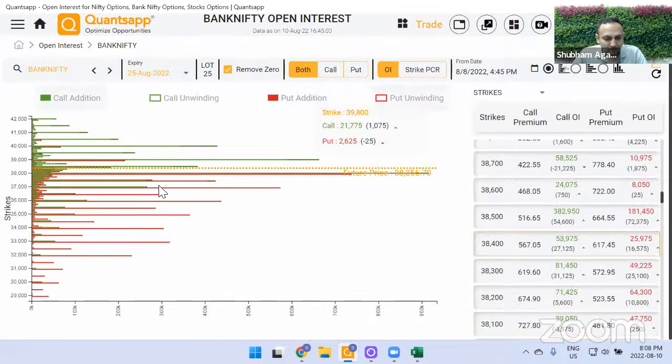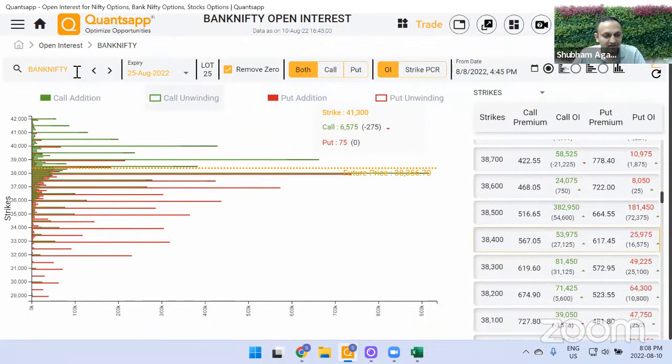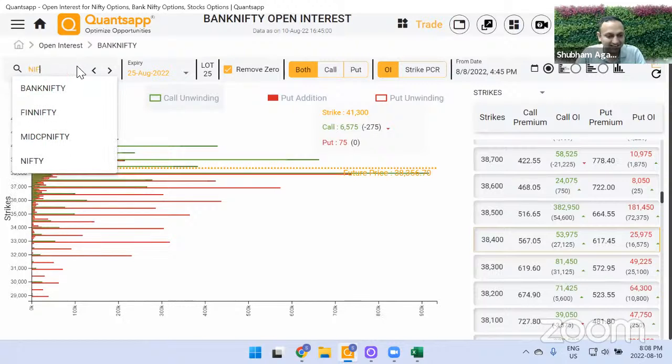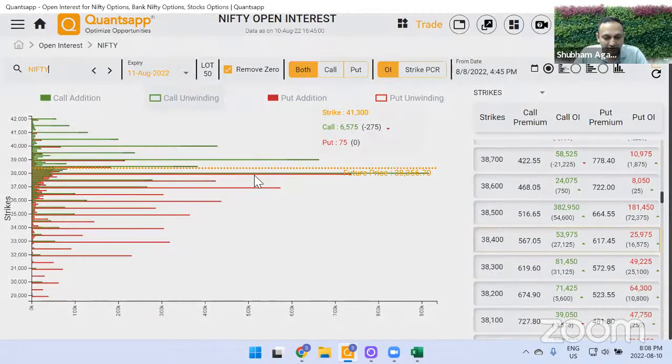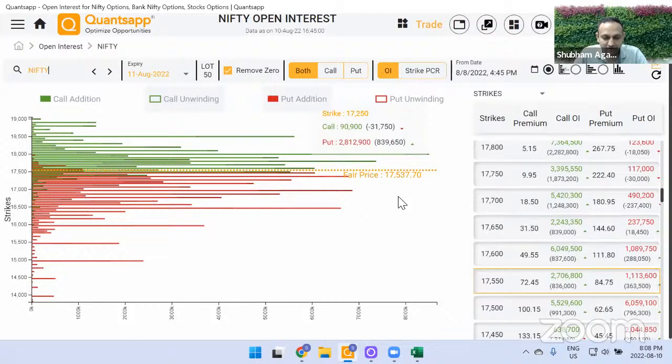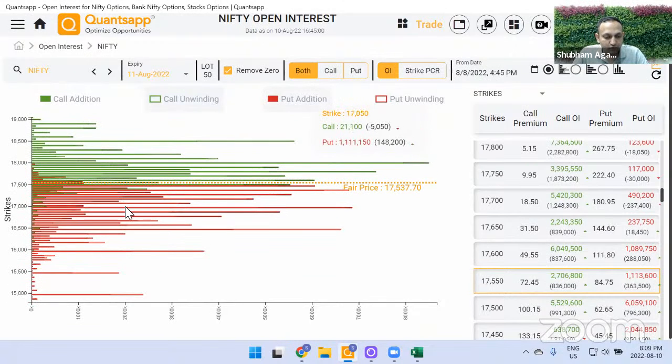But the way I look at it, this way of representing open interest is a copyright of Quantsapp, and I like the way this chart directly shows you open interest. So let me just show you the concept that we are getting into, so that it gives you some idea of what we are trying to achieve. So if you look at this open interest chart of Nifty, right?